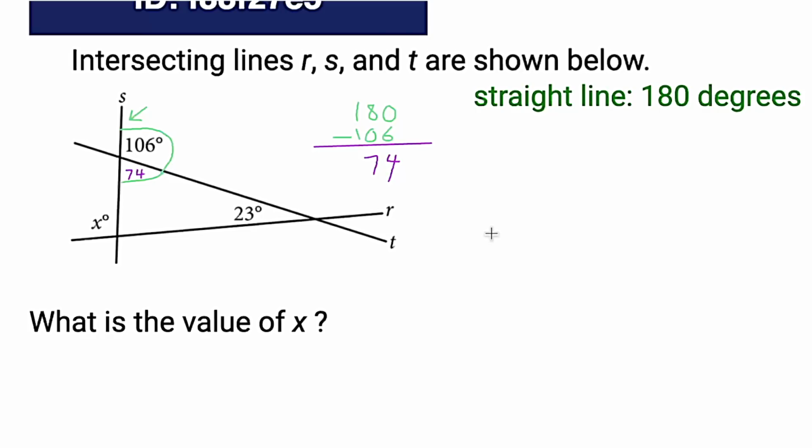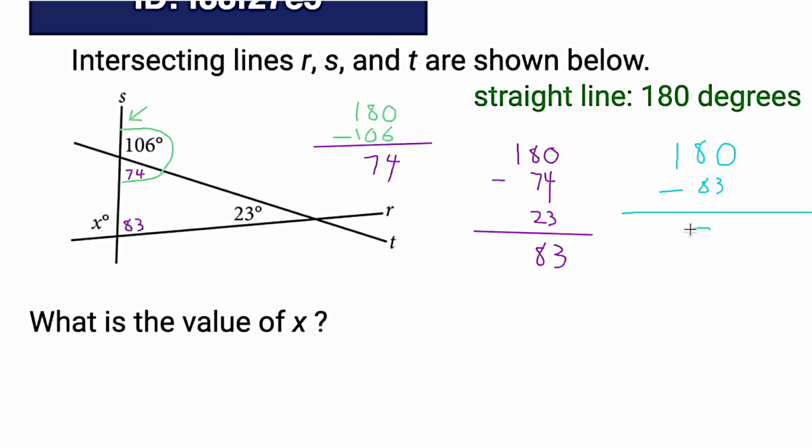Now we can use the same 180 rule, but the 180 rule of triangles. Triangles also have 180 degrees. So now we can go 180 minus 74 for this angle, minus 23 for this angle, and we get 83. So we know this angle down here is 83. And then one more time, we've got another straight line here. So 180 minus 83 is going to be 97, which is X, our answer.